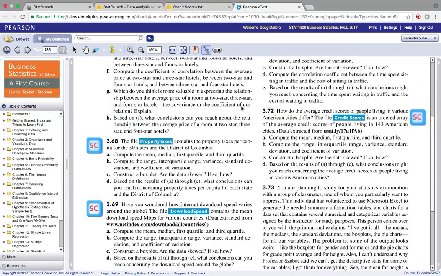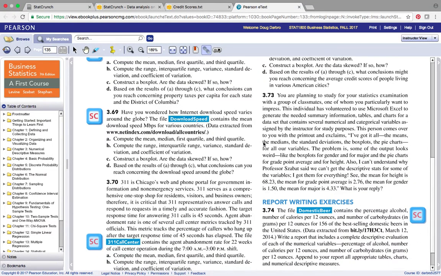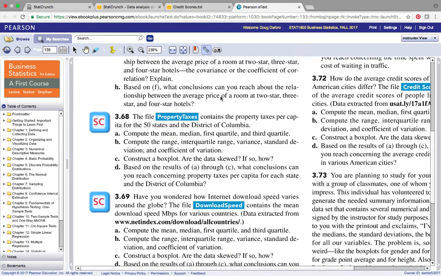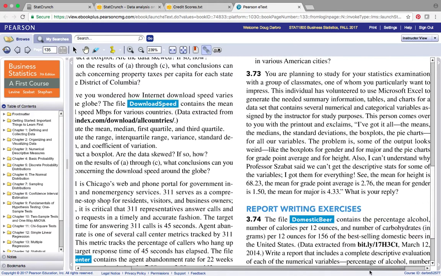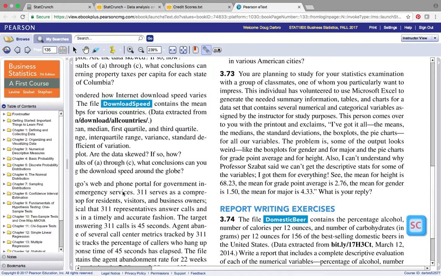Now, 3.73, I want to bring this up, and I want to get in on that. I want to make that a little larger so you guys can for sure see it. So 3.73 says you are planning to study for your statistics exam with a group of classmates, one of whom you particularly want to impress. The individual has volunteered to use Microsoft Excel. He or she is not taking my class because we use StatCrunch to generate the needed summary information, tables, charts, and so on and so forth.